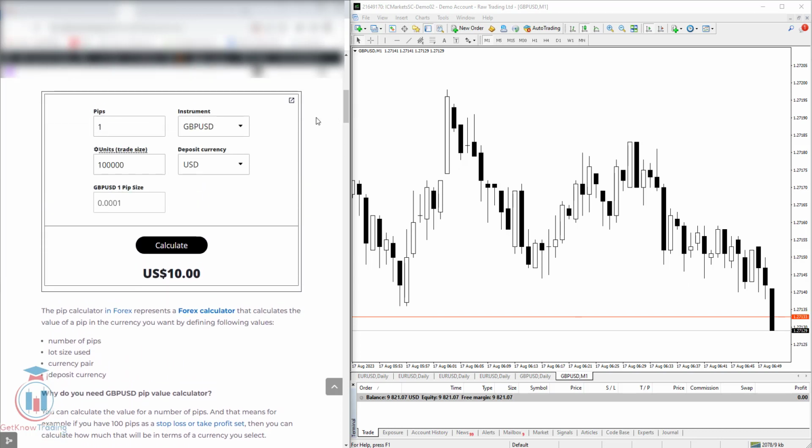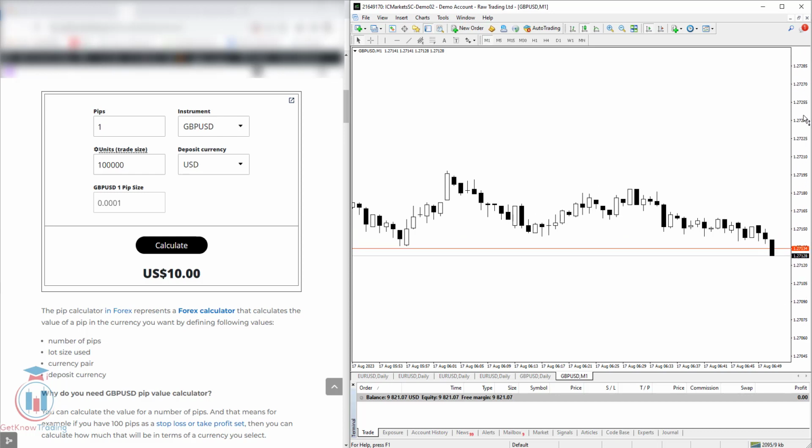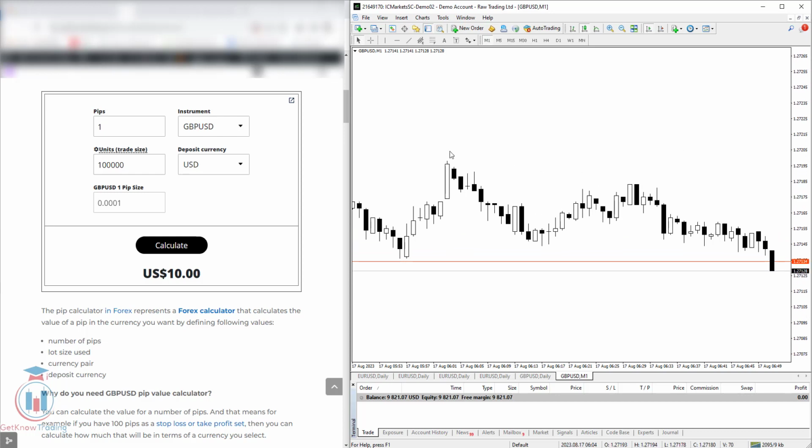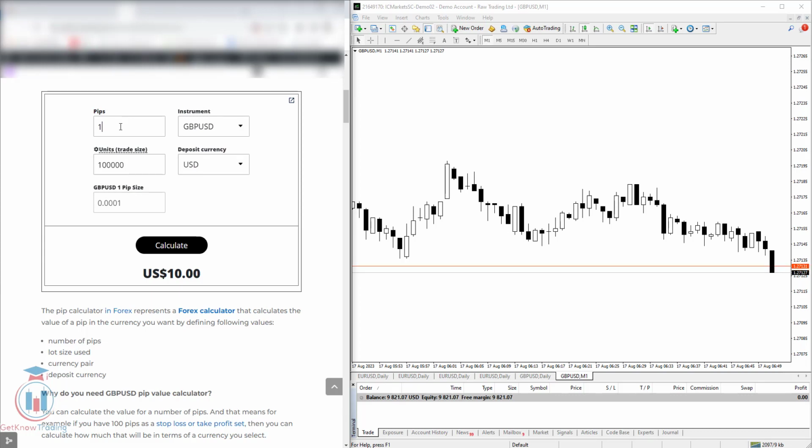Let me show you what is a Pip value calculator, which fields have, and also on the right side you will have a trading platform I will use to show you an example directly on the trading platform, so you can understand how to use this Pip value calculator in trading immediately. First field inside the Pip value calculator is the number of pips, so you enter here the number of pips you would like to make the calculation. If you would like to make calculation for 1 pip, just leave 1 pip here and click calculate.